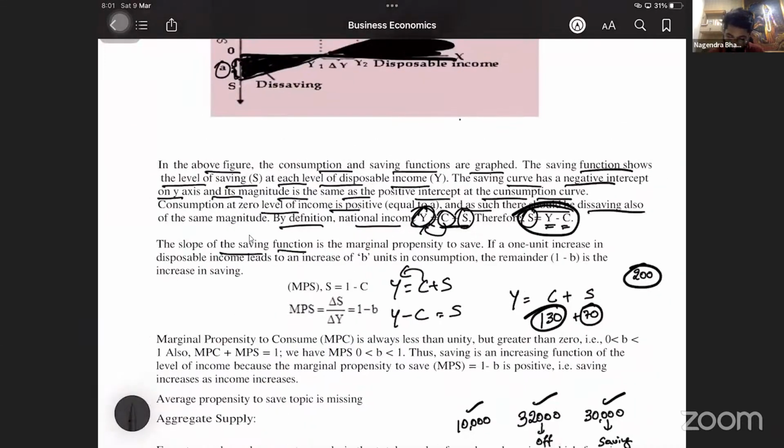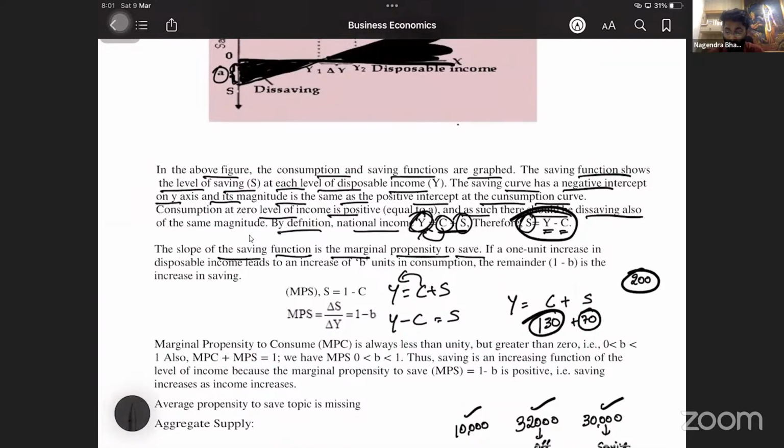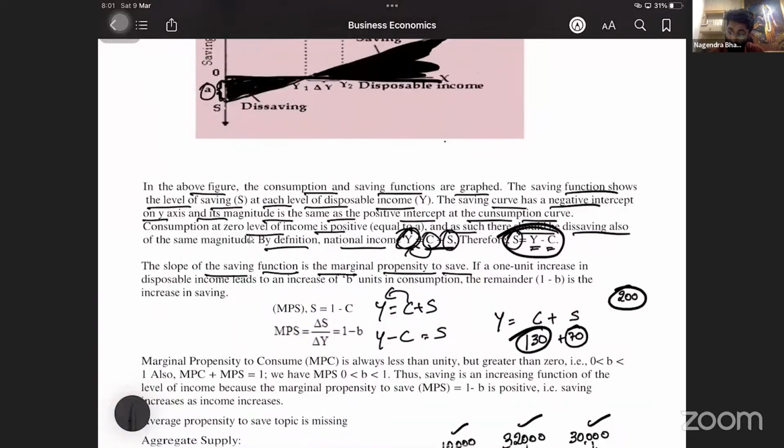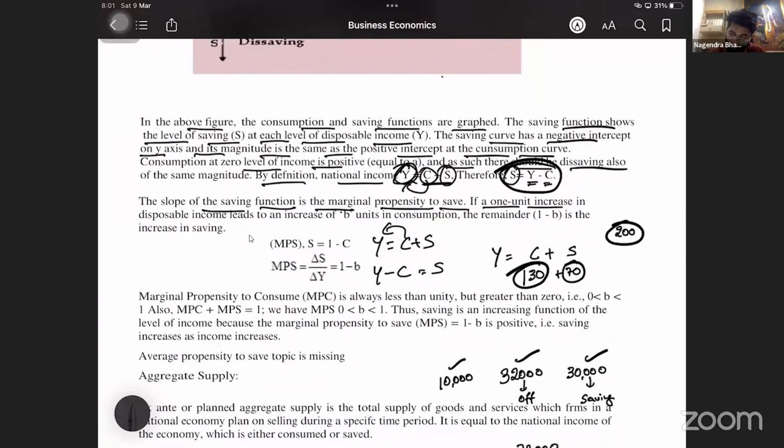The slope of the saving function is the marginal propensity to save. Slope of saving function: if 1 unit increase in the disposable income leads to an increase of B unit of consumption, then the remainder should be savings. We already discussed about this. Correct. Example.